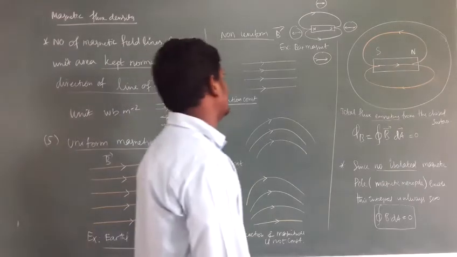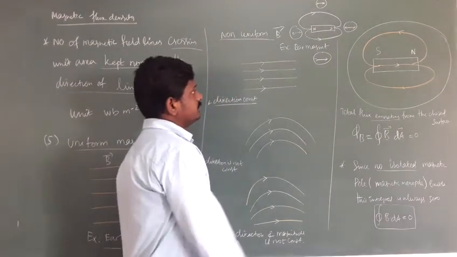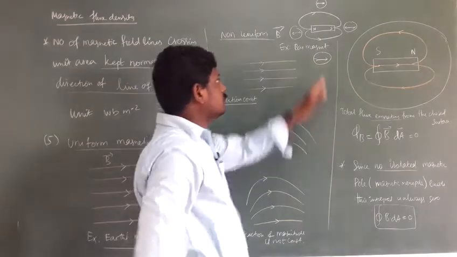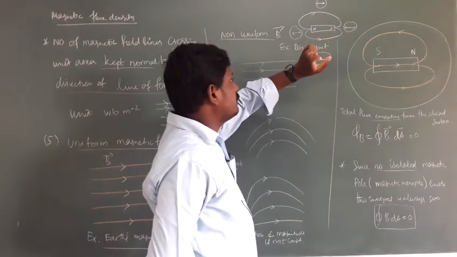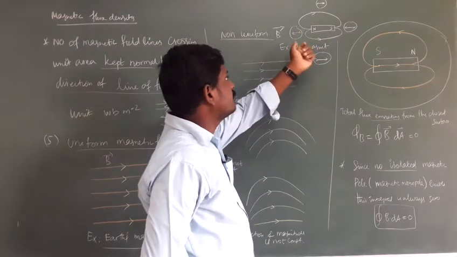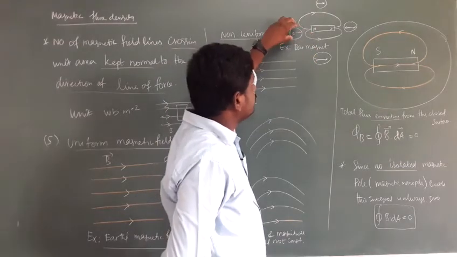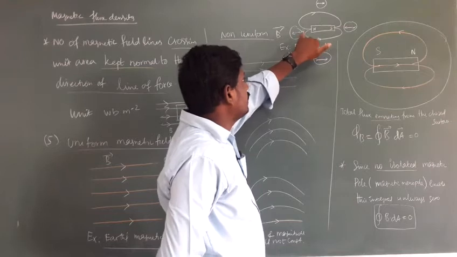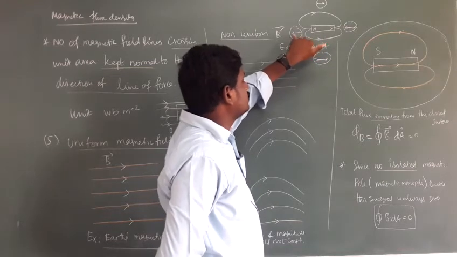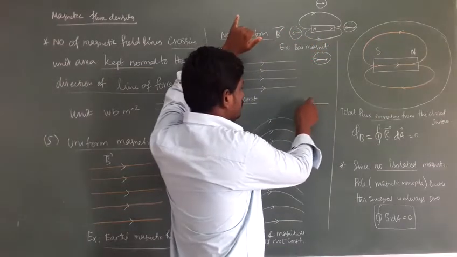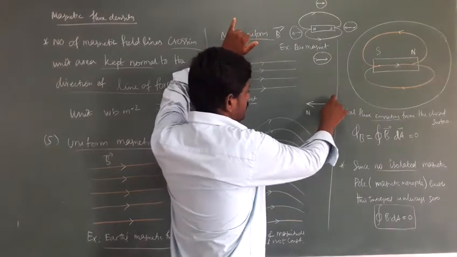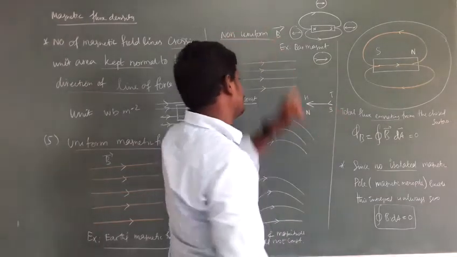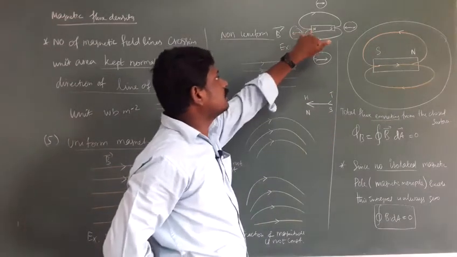Then the non-uniform magnetic field. An example of a non-uniform magnetic field is a bar magnet. Take a magnetic compass and place it near the north pole. The arrow mark is the north, the head, and the tail is the south. South and north attract.